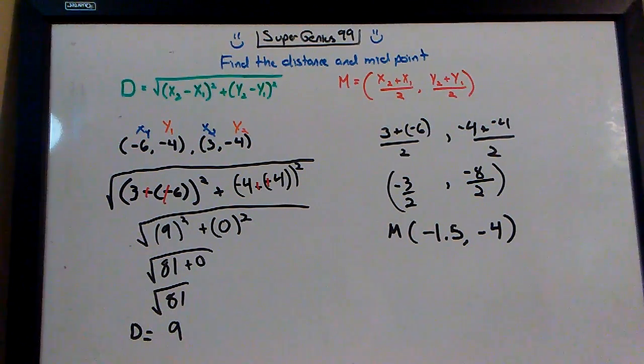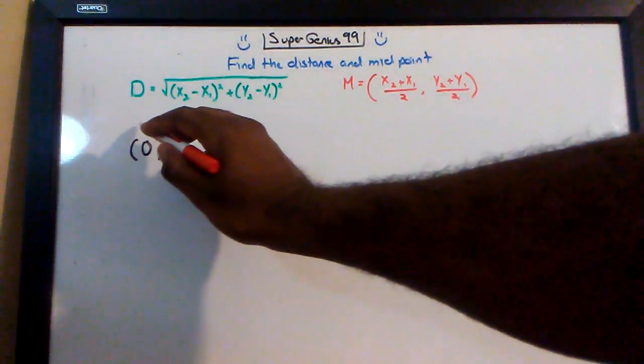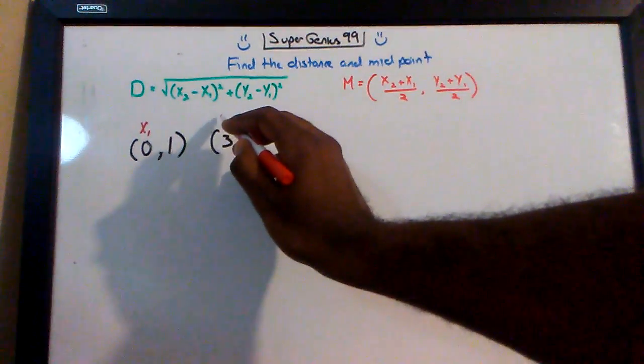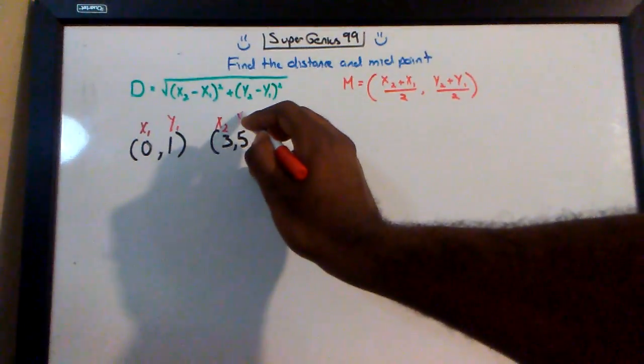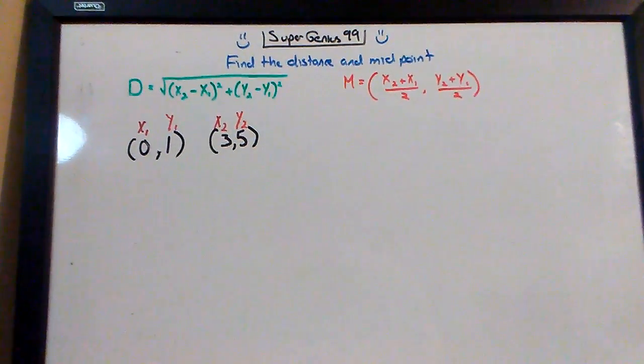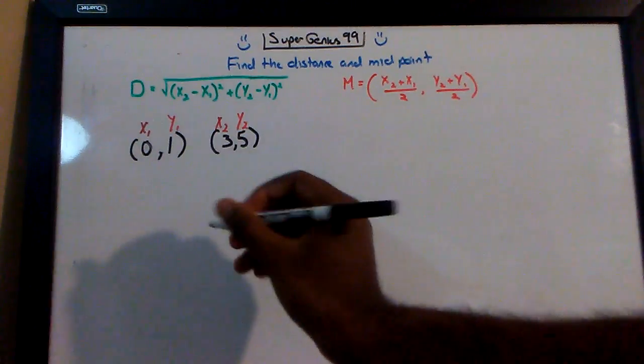Okay, let's look at another one. So on the graph, on the board here, we got 0, 1, 3, 5. So let's label our x's and our y's. x sub 1, x sub 2, y sub 1, y sub 2. Okay. So now just plug it into your distance formula. X sub 2 minus x sub 1.